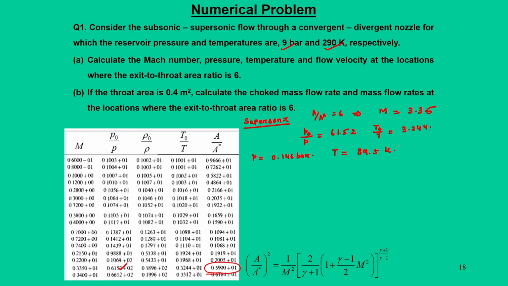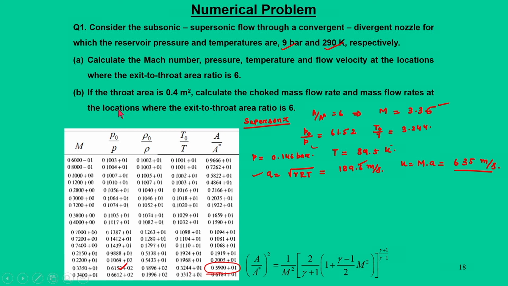89.5 Kelvin. Then we got pressure, temperature, we require flow velocity. So, A becomes square root of gamma R T. So, the speed of sound will be 189.6 meter per second. When A is given, you can say U is equal to M times A. So, M is 3.35, A is 189.6. So, U becomes 635 meter per second. So, this is how the problem is solved for this area ratio 6.